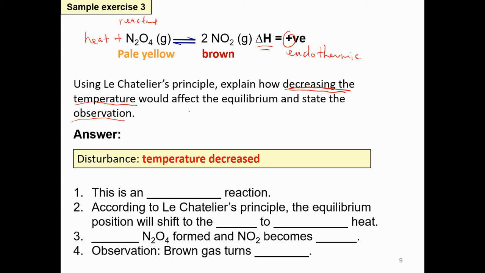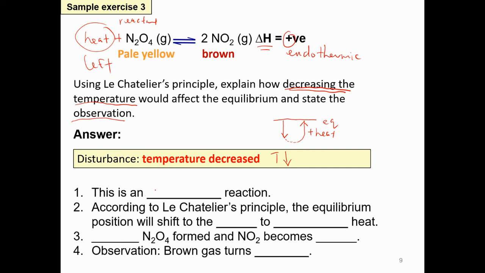Now, next one, identify the disturbance. The disturbance is temperature decrease. Okay, so what happens is, draw again the equilibrium. Temperature decrease means reduce. So in order to get back to equilibrium, we need to add heat. Okay, so which side has more heat? Left. Okay, now how to explain?